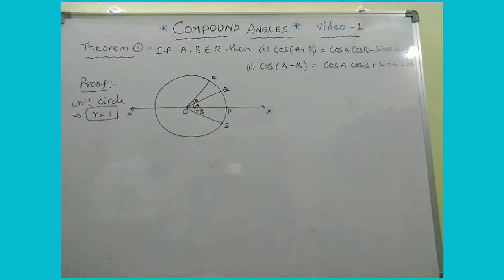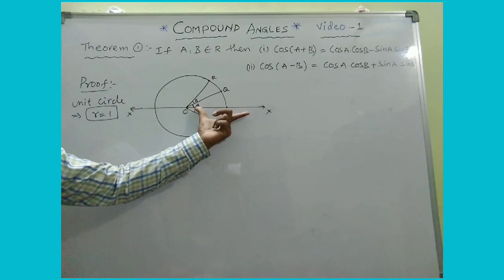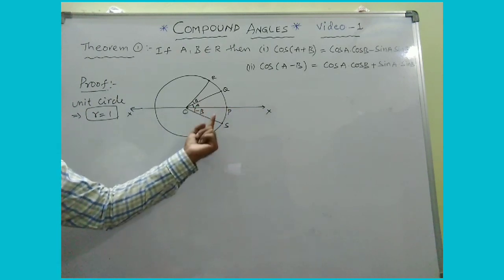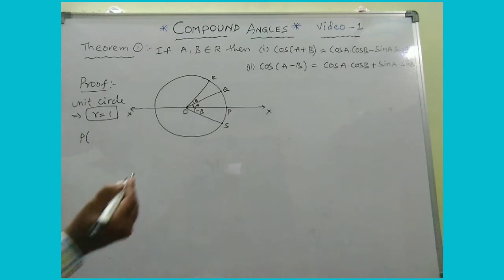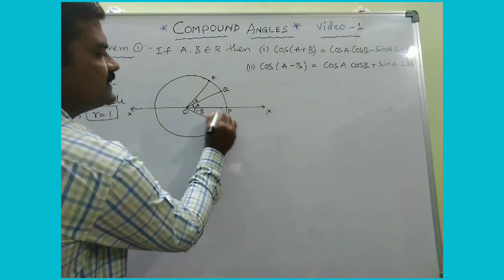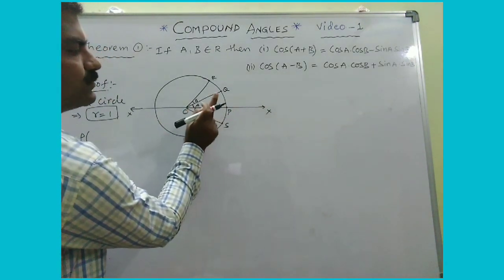Fine. Let OX cut the circle at P. OX is nothing but the positive direction of the x-axis, no? Which cuts the circle at P. Fine. Now can you say what are the coordinates of P? This length is nothing but 1 unit, no? OP is the radius, 1 unit.